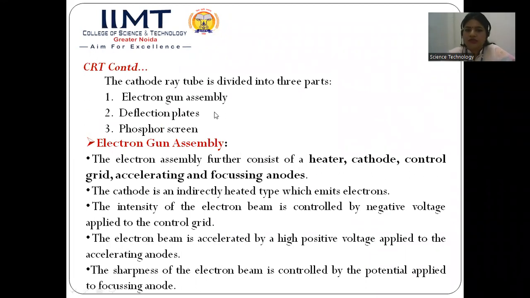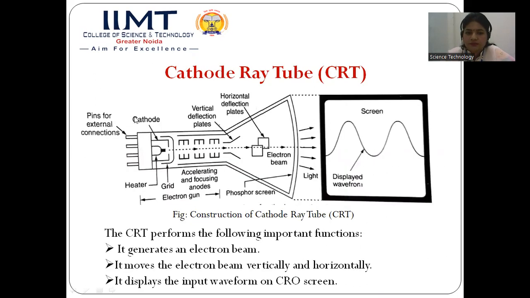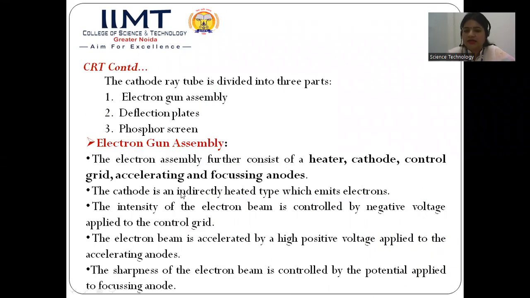So first of all, we will consider what is this electron gun assembly. Electron gun assembly further consists of several subparts. First of all, we have a heater, cathode, grid. Then we have accelerating and focusing anodes. So the first is your heater and cathode. From the cathode, we are getting the electron beam. This is an indirectly heated type cathode which emits the electrons. So the electron beam is being emitted from the cathode.